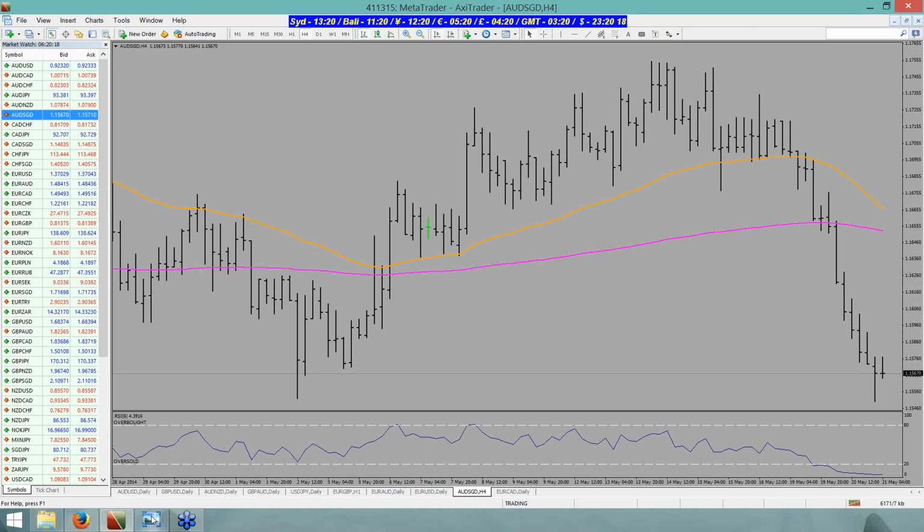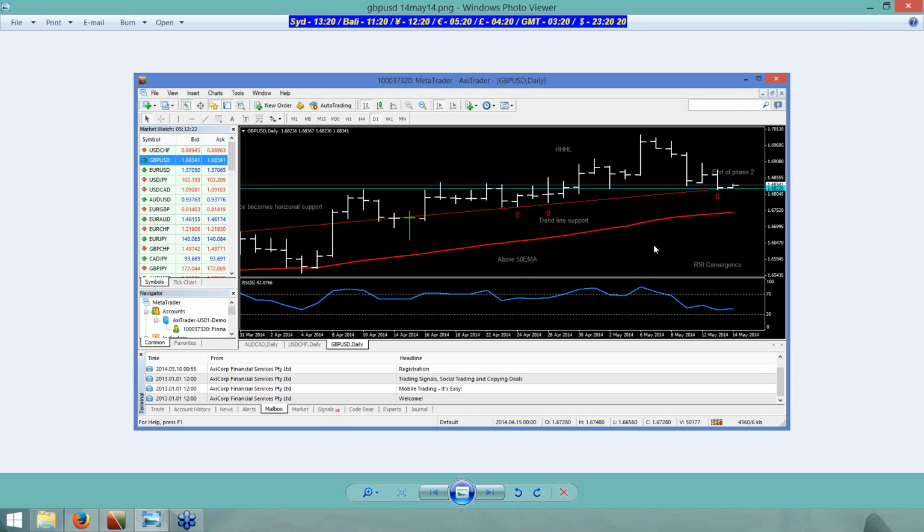Okay. Last one with analysis is pound. What the hell is this? How do you see this? Trendline support. No, that's not trendline support. This is your 50 EMA, yeah?